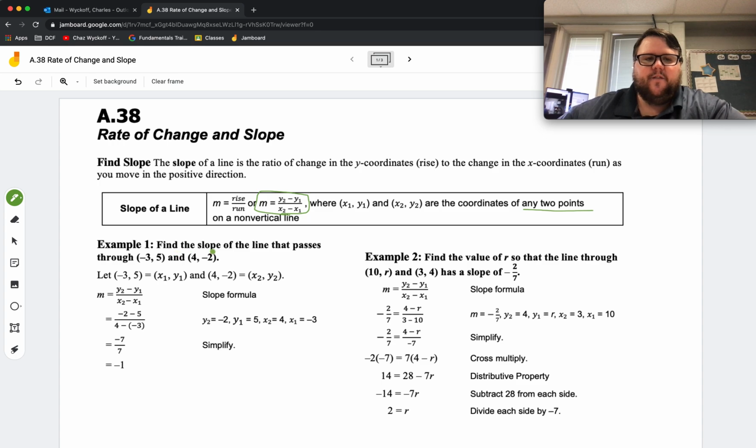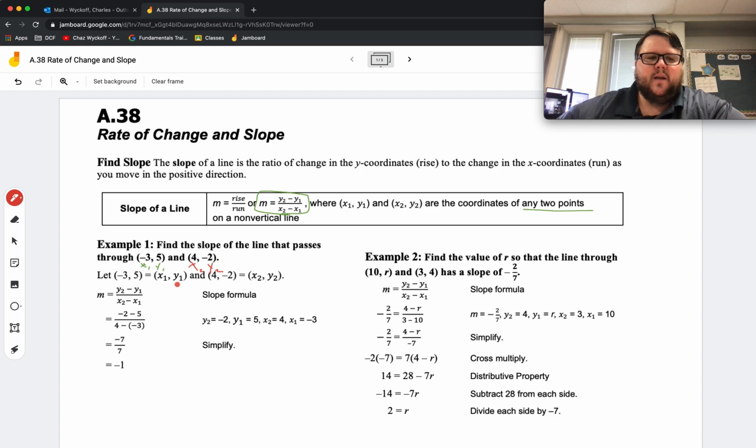So, example 1, find the slope of the line that passes through -3, 5, and 4, -2. So they're going to say let x1, y1 be -3, 5. So that's x1, that's y1. And then they're going to say let x2, y2 be 4, -2. So anywhere you see y2, you're going to plug in -2. Whenever you see y1, it's going to be 5.